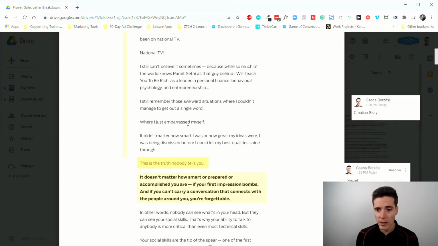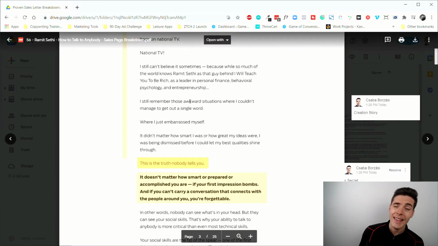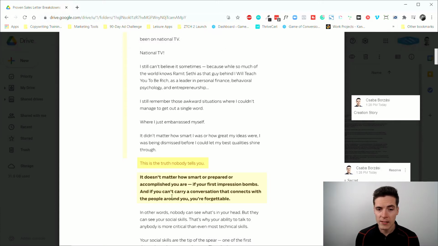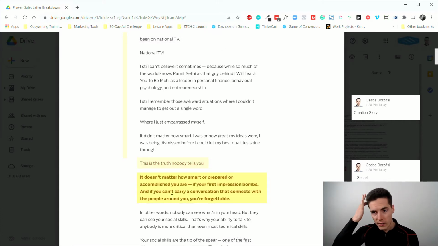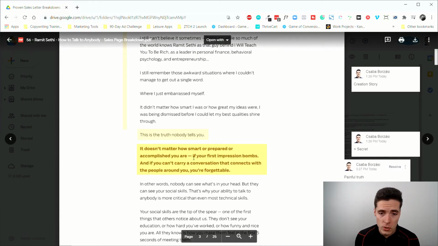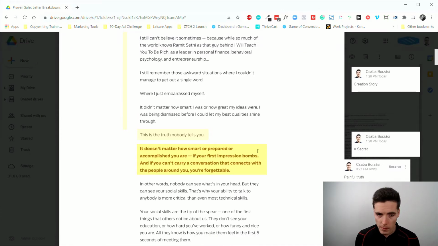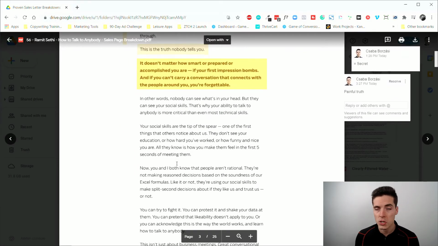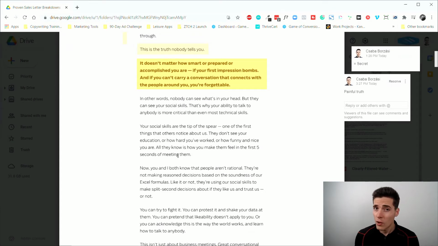So after the creation story, we get once again a hint at a secret. It's like, here's the truth that nobody tells you, and this is myth busting. This shares a painful truth that debunks an already existing myth that people in our target audience believe, which prevents them from getting the results they want. So it goes like this: it doesn't matter how smart or prepared or accomplished you are if your first impression bombs. And if you can't carry a conversation that connects with the people around you, you're forgettable.